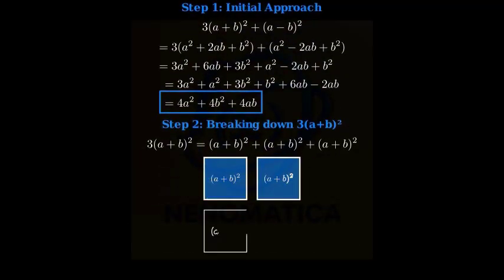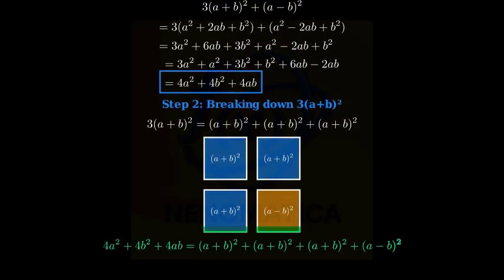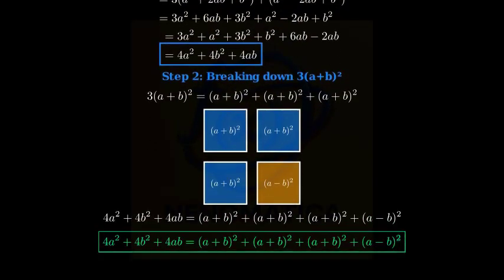Now for step 2, we'll further break down the expression. We know that 3 times (a + b)² can be written as (a + b)² + (a + b)² + (a + b)². In other words, it's the sum of 3 identical perfect squares. So when we combine this with our previous step, we can write 4a² + 4b² + 4ab as the sum of 4 perfect squares: (a + b)² + (a + b)² + (a + b)² + (a − b)².